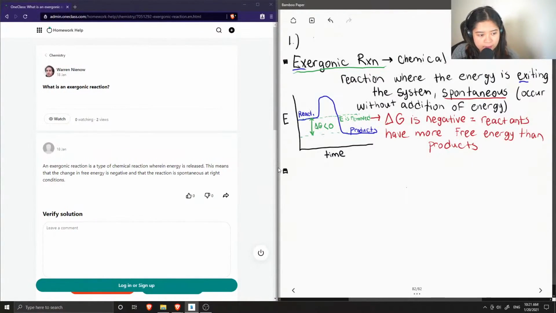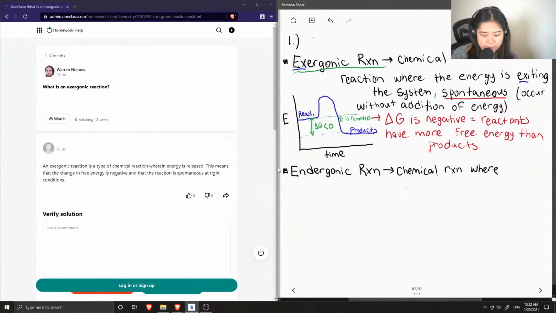So now let's see the opposite of an exergonic reaction, which is an endergonic reaction. So endergonic reaction, again, it is a chemical reaction. But this time, energy is added. Energy must be added before our reaction can proceed.